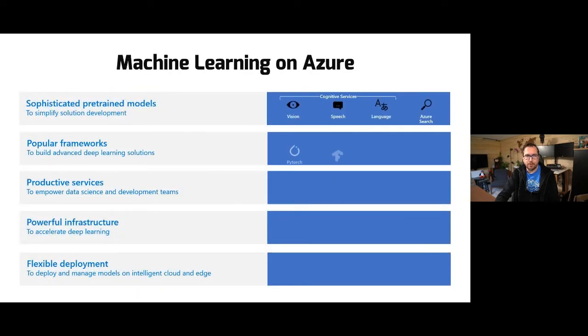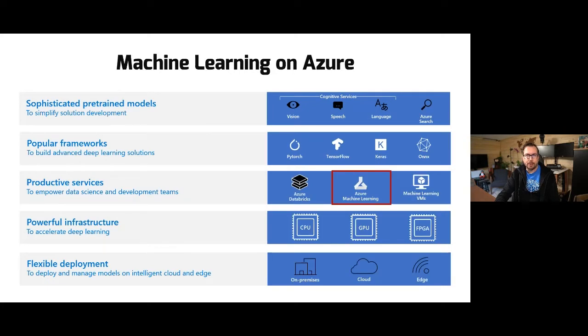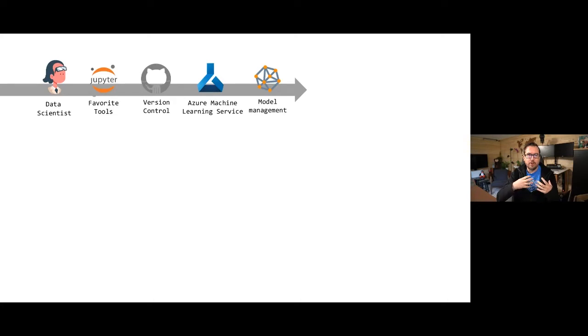So what are we going to use? We're going to use Azure Machine Learning. We're going to use PyTorch. We're going to use a GPU cluster, and we're going to deploy this model in the cloud. So let's have a look how this would work in a real world scenario. We would have a data scientist that will use Jupyter Notebooks, some kind of version control, Azure Machine Learning to train the model, and then actually register the model.